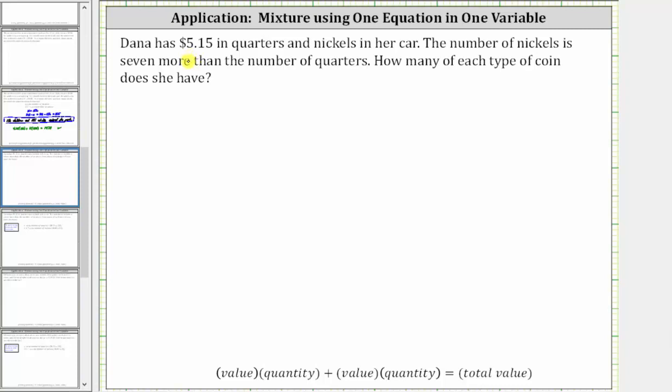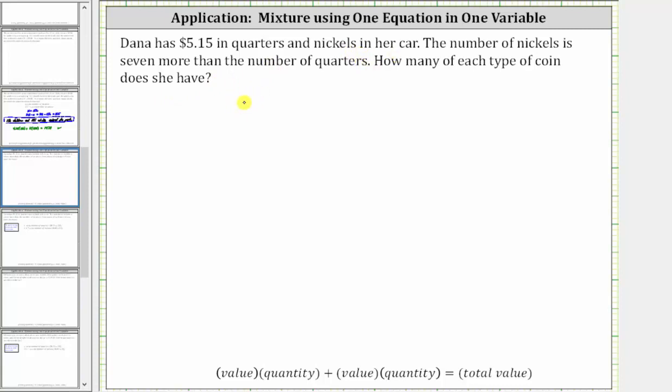Dana has $5.15 in quarters and nickels in her car. The number of nickels is 7 more than the number of quarters. How many of each type of coin does she have? This is kind of a silly question because I would just tell Dana to count her quarters and nickels, but we'll go ahead and solve this mathematically anyway.